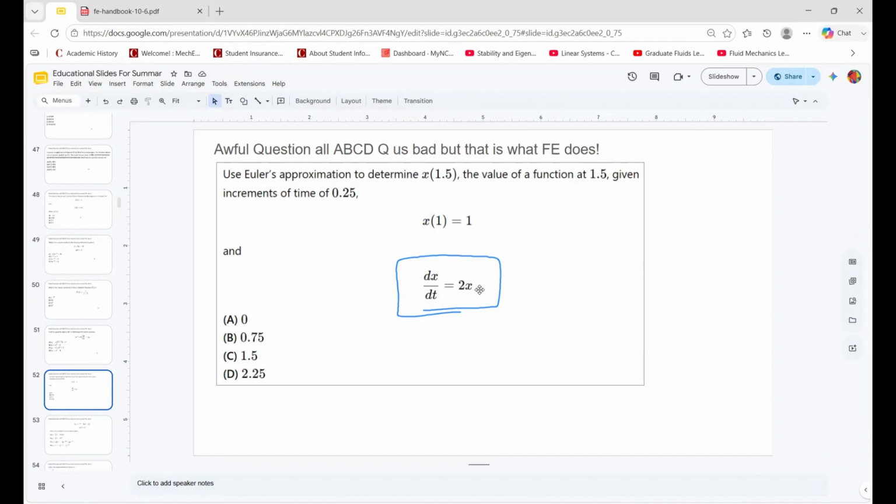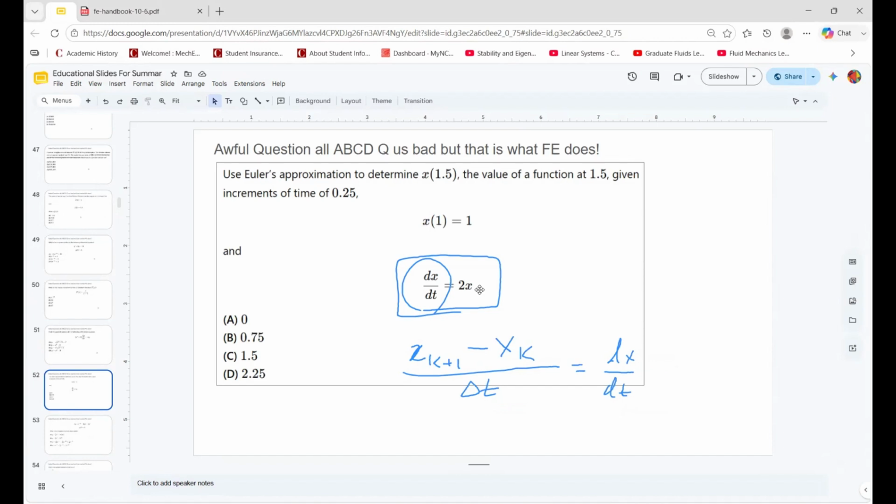So is x, so this differential, so it's x_{k+1} minus x_k divided by, I believe it's delta t, equal to this, right?